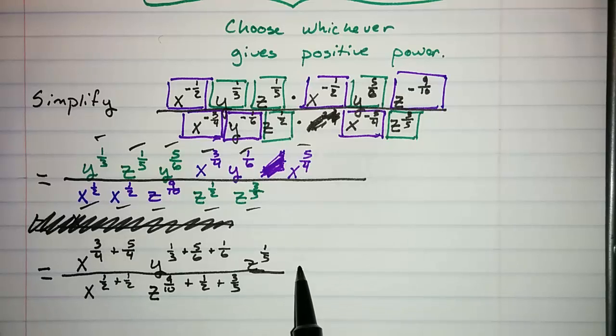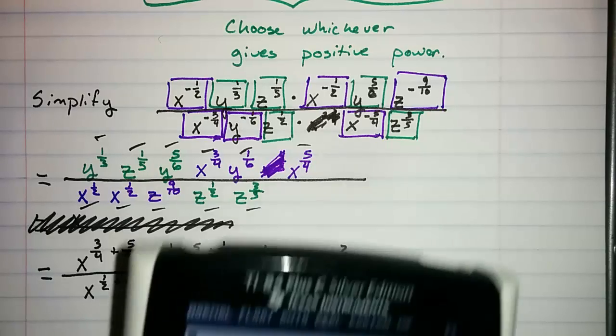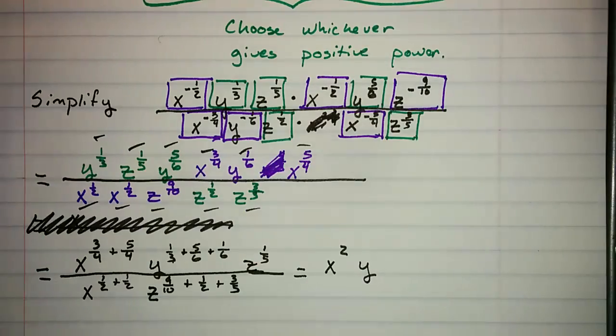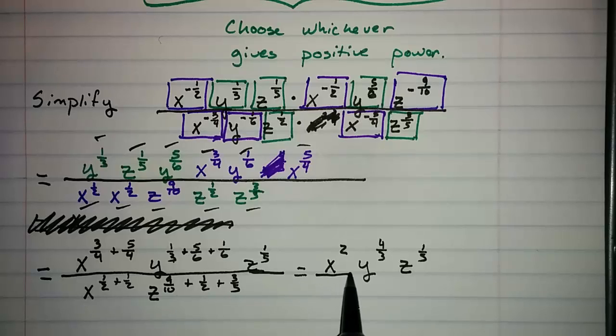Now I'm going to actually go through and do this addition. 3/4 plus 5/4, that's 8/4. That's 2. 1/3 plus 5/6 plus 1/6, I don't want to do in my head. That's 4/3. And then I've got z to the 1/5. In the denominator, a half plus a half is 1.